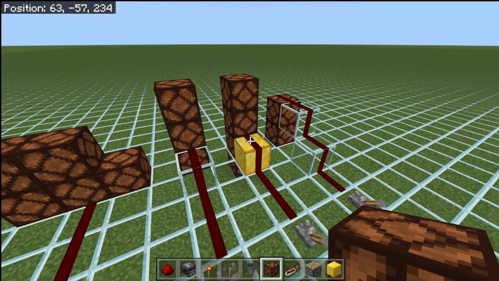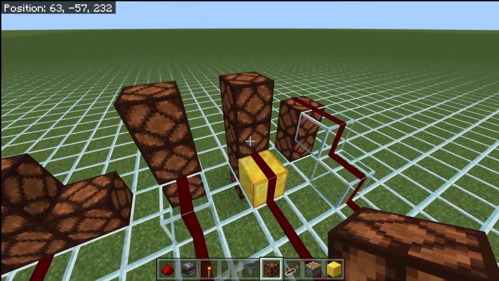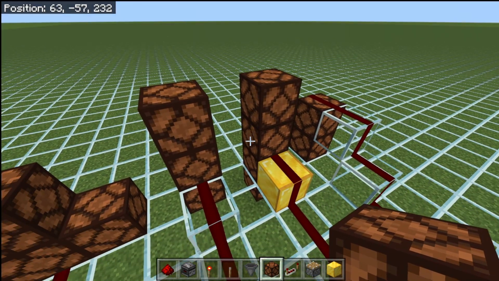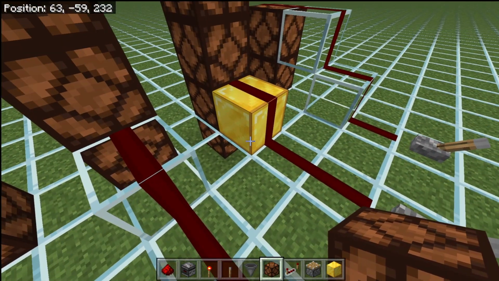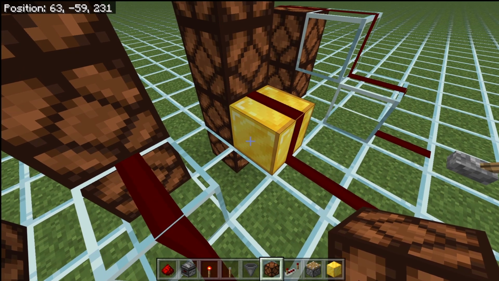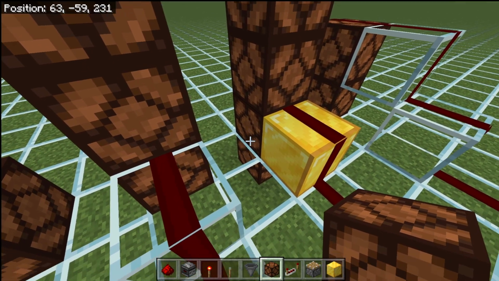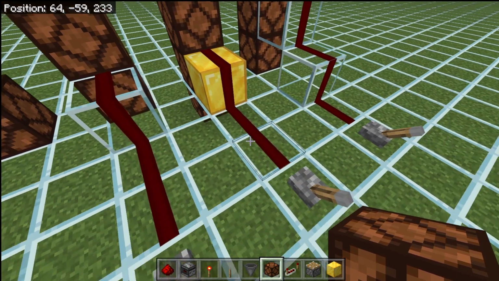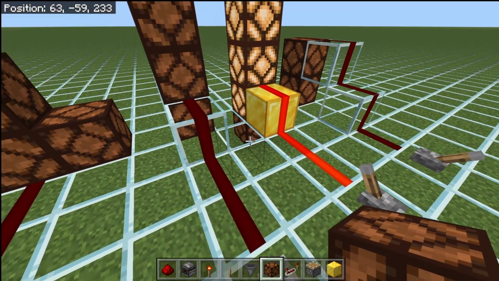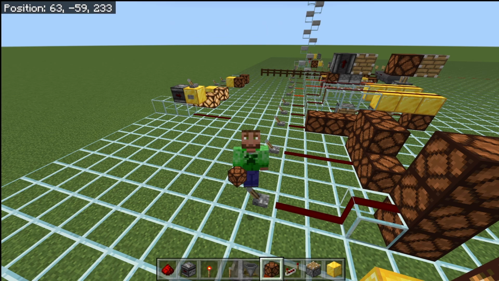However, this one here is a little bit different, because we are powering this one here, which is going to power this one on the top and this one on the bottom. However, since we are soft powering this block here, it's only going to power this block here and not the one below it. So if we hit this lever, you can see what I'm talking about. That one on the bottom will never light up. I hope that makes sense. A lot of this is pretty complicated to explain.